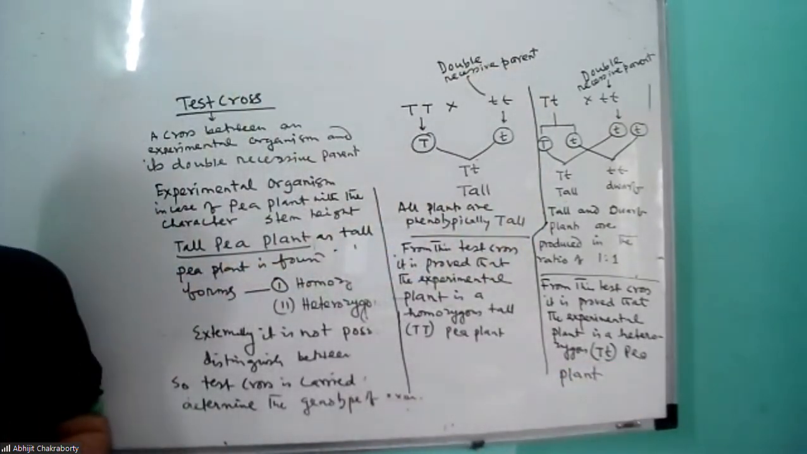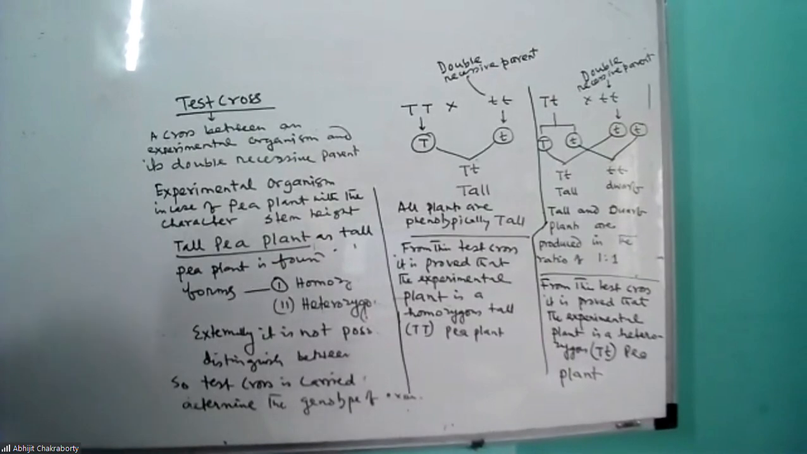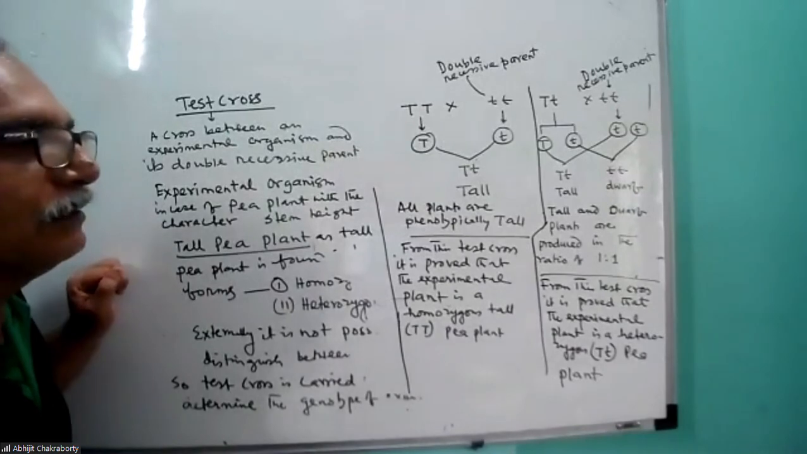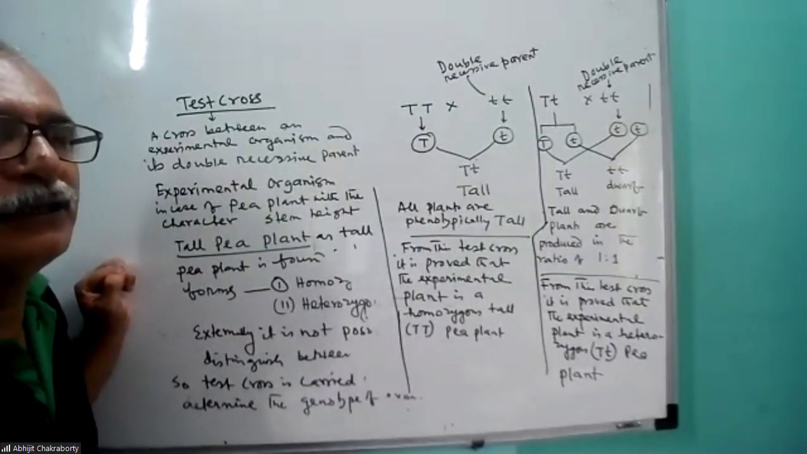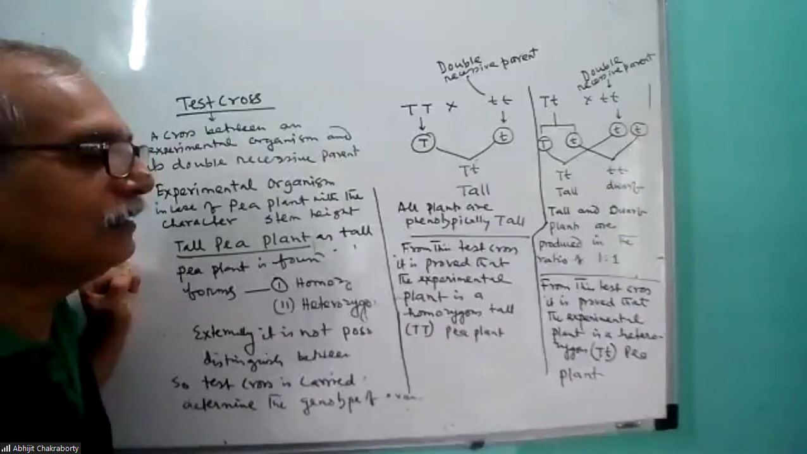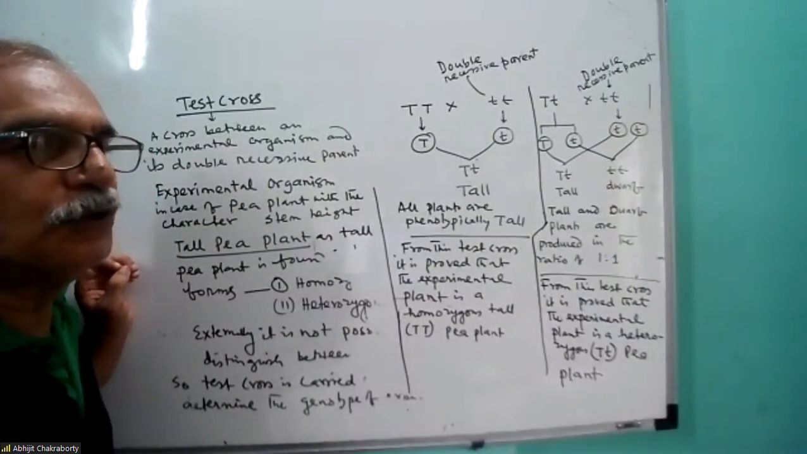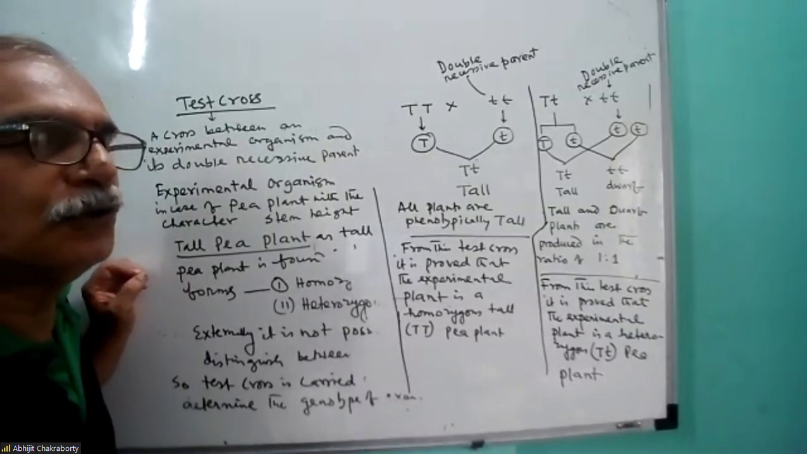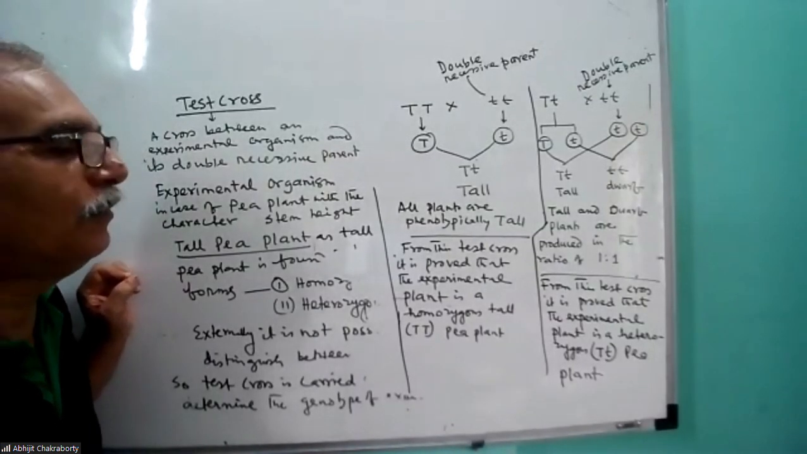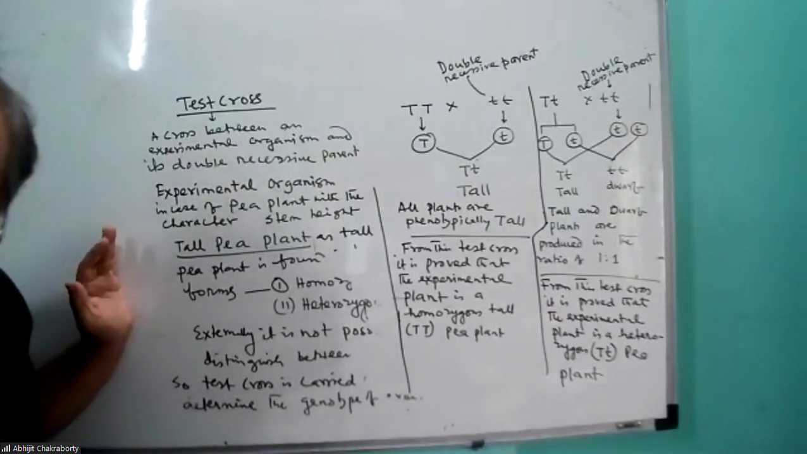Look. So the test cross result may not be the same. If the test cross result is that all plants are tall, then it is concluded that the experimental plant is a homozygous tall pea plant. But if the result is that tall and dwarf plants are produced in the ratio 1:1, then it proves that the experimental plant is actually a heterozygous tall pea plant. So that's why a test cross is carried out to determine the genotype of the individual. Clear now?